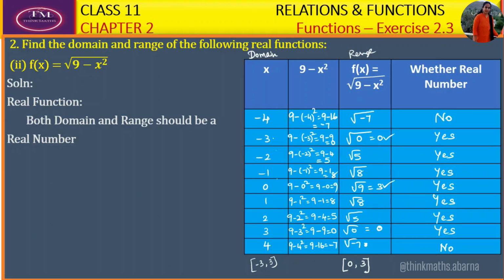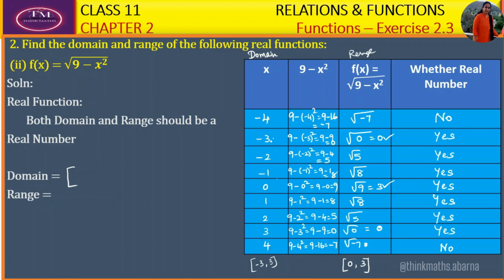Since 3 is included, we have to put a square bracket for 3. Root 5 and root 8 are all less than 3. So the minimum value is 0 and the maximum value is 3, so it takes the values from 0 to 3, and both 0 and 3 are included. So this is the range for this function. Clear? So let us write the domain and range. The domain is nothing but only for minus 3 to 3 we get the answer as yes.